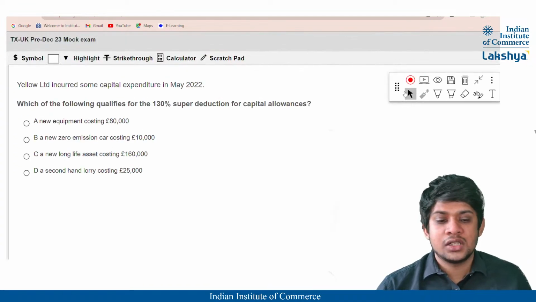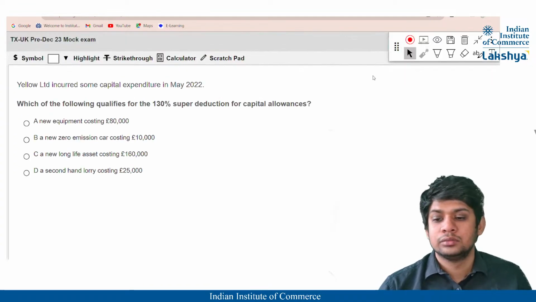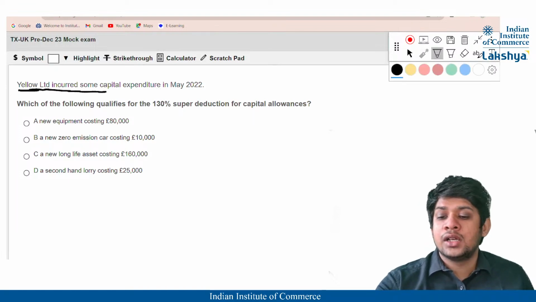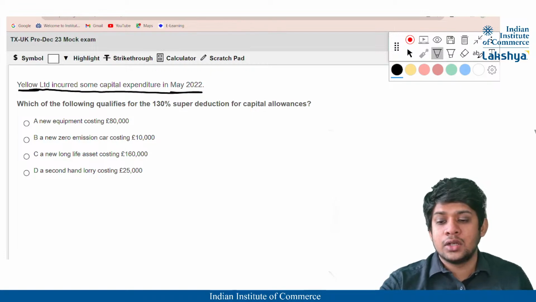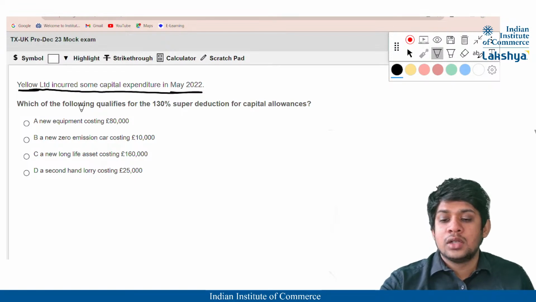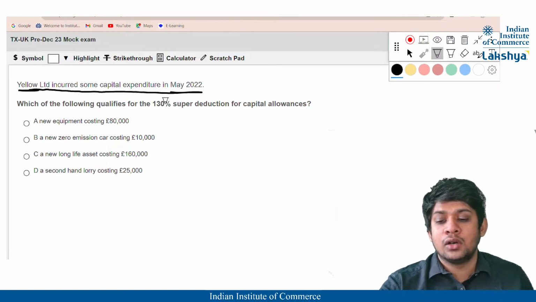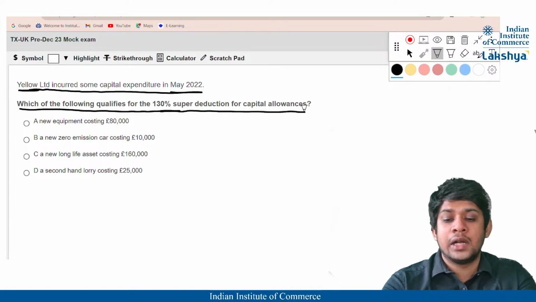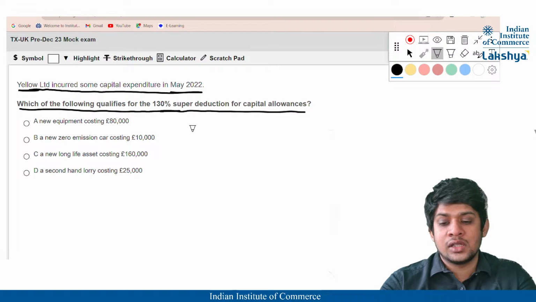Okay. Let us look at the next scenario. Yellow Limited incurred some capital expenditure in May 2022. Okay. So they have incurred certain capital expenditure in May 2022, that is within the period of, okay. So which of the following qualifies for the 130% super deduction for capital allowances?